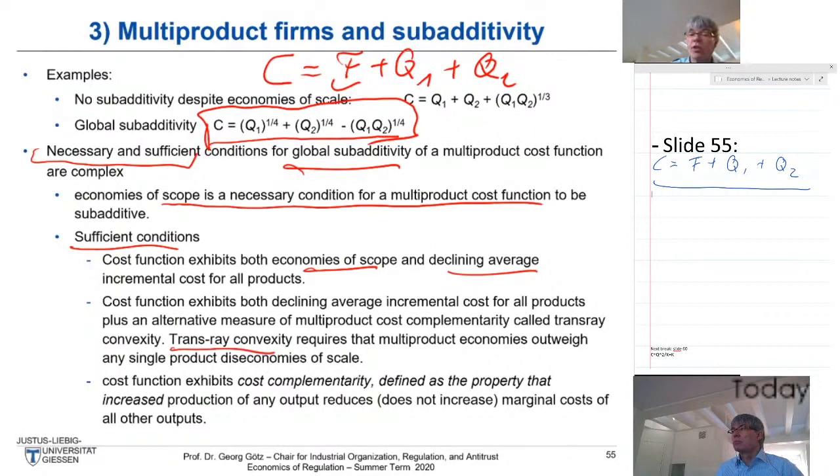Some cost complementarity. Cost complementarity here means a property that increased production of any output reduces marginal costs of all other outputs. So if you have more crude oil, it's cheaper to produce both gasoline and diesel and so on. If you produce more gasoline, it's cheaper for you to also produce more diesel. If you dig more oil wells, it might be cheaper for you to produce more natural gas. Okay, but that's about it. I think we will discuss that in more detail in the tutorial class.